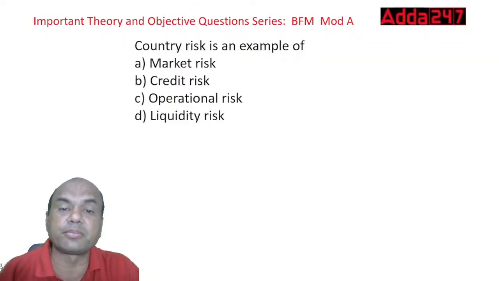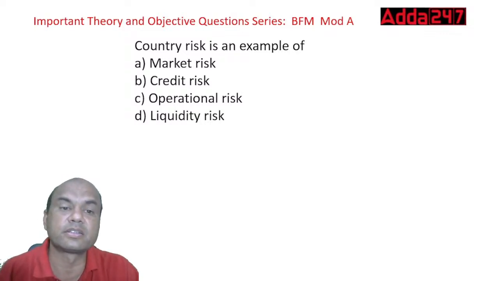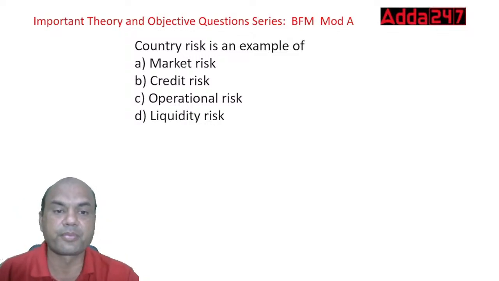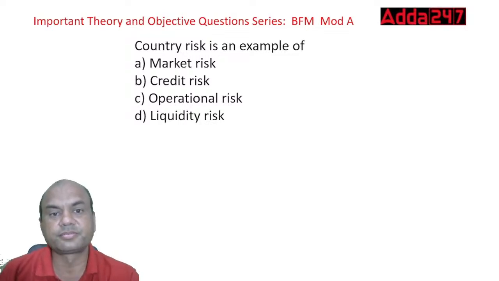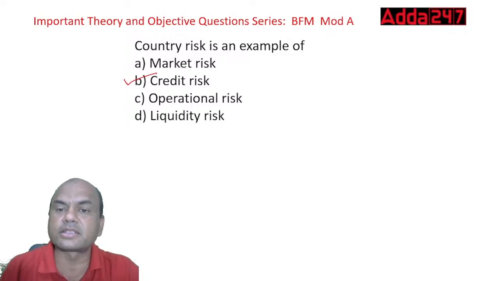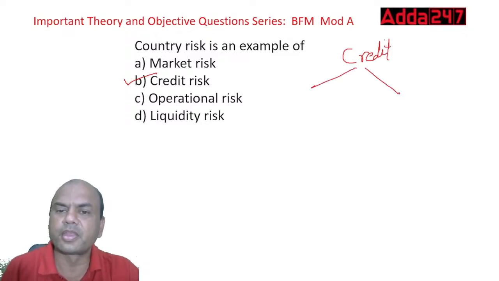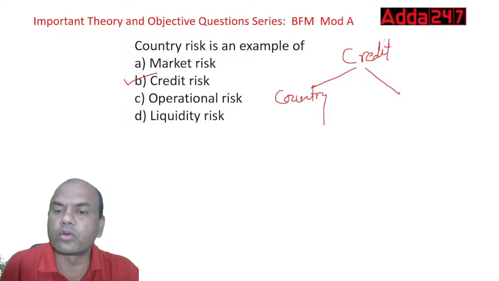Country risk is an example of market risk, credit risk, operational risk, liquidity risk. So country risk is an example of what? It is credit. Okay, remember credit risk is of two types. Credit mainly, there can be various types, but mainly two types. One is country and second is counterparty.